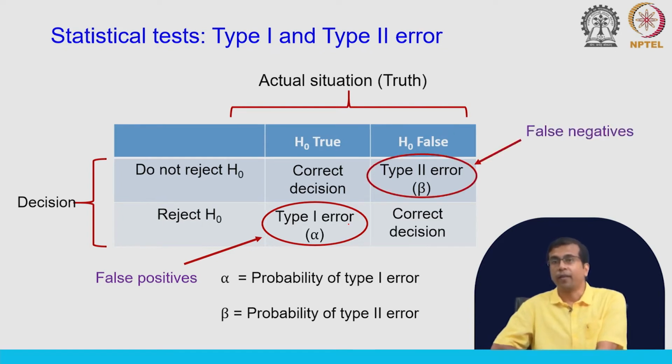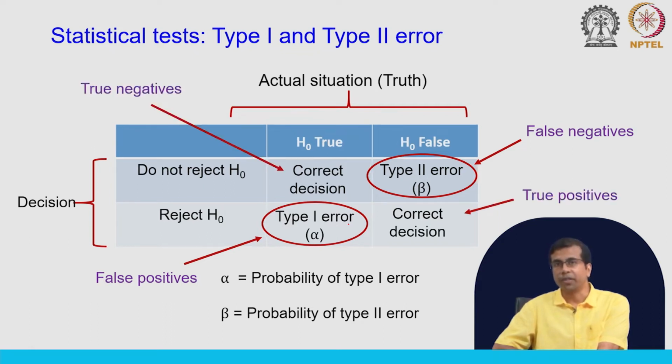On the other side you have the false negative, where H naught is false and we do not reject H naught. So, that is false negatives. And then of course you have the true positives and the true negatives, which are the correct decisions. We are making correct decisions. That is why they are true positives and true negatives. Once this is clear, now we will see how this type 1 error can increase when you actually do multiple hypothesis testing.